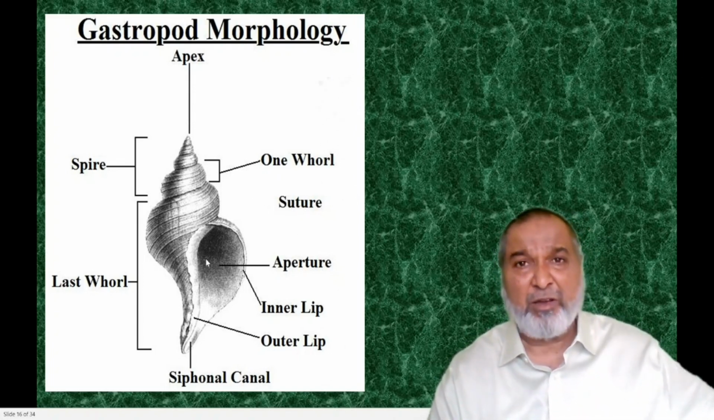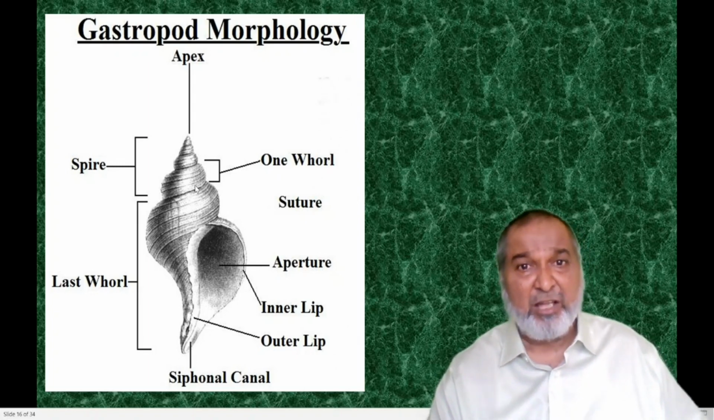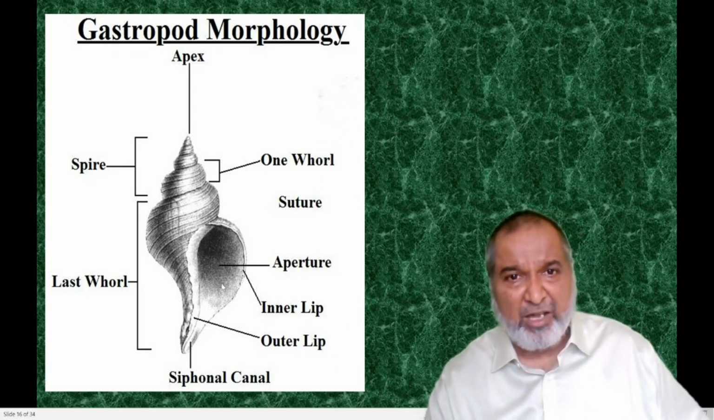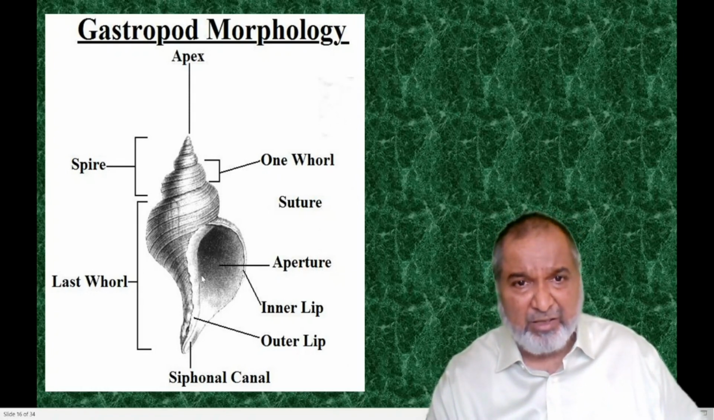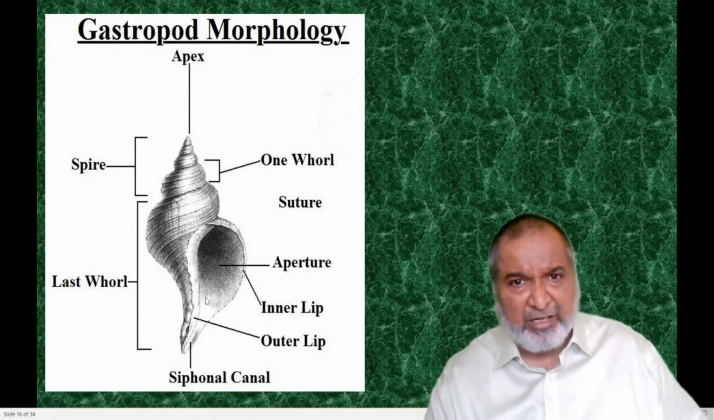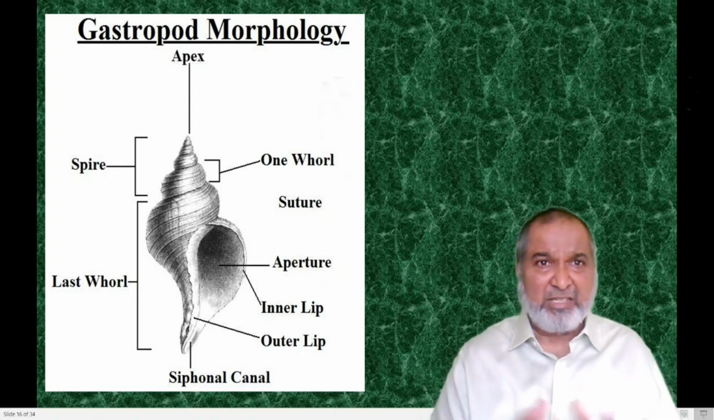When you make one whorl, you can see from this end to this end, and this will be the other. So this is one whorl. Now this is the aperture where the animal lives. This is the outer lip, this is the inner lip, and here we have the siphonal canal. So these are the parts of the class Gastropoda.